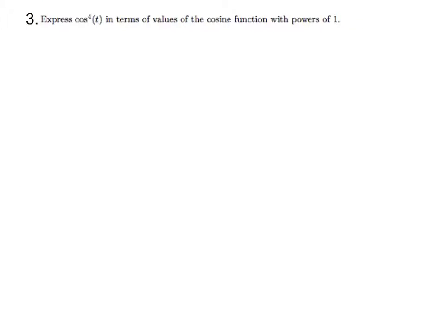Okay, this is problem number 3. We need to express cosine to the 4th t in terms of values of the cosine function with powers of 1. So we need to get rid of that fourth power of cosine t. So the first thing we want to do is rewrite this cosine to the 4th t as cosine squared t times cosine squared t.